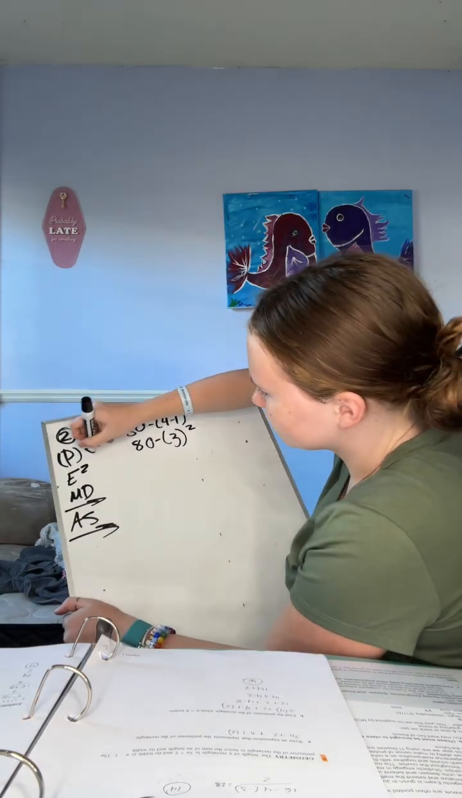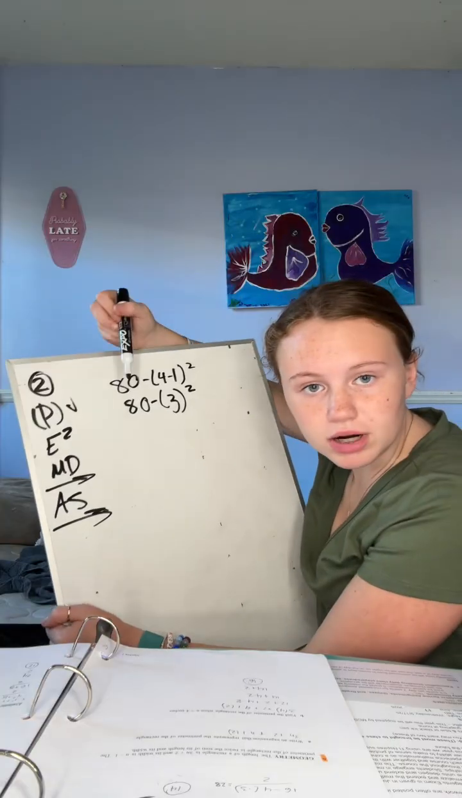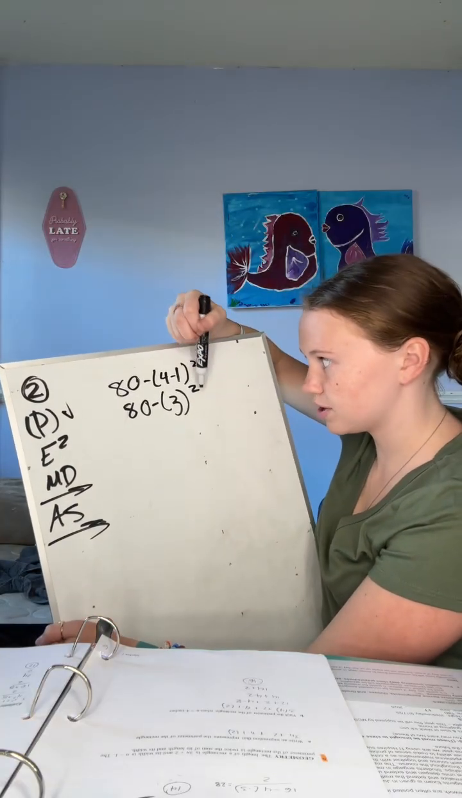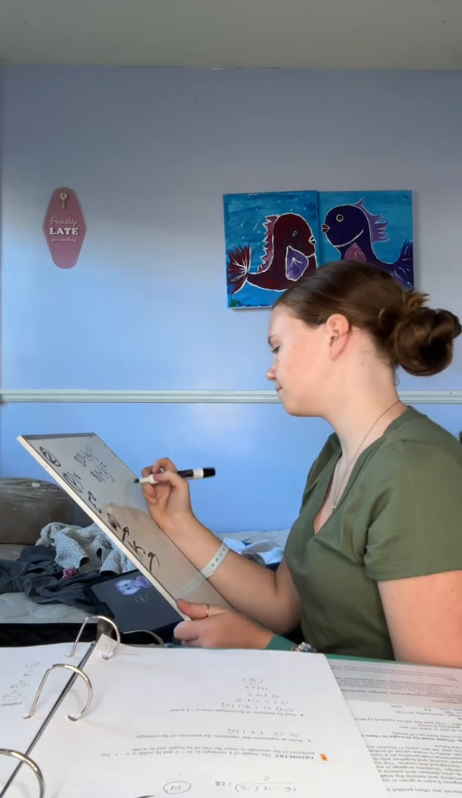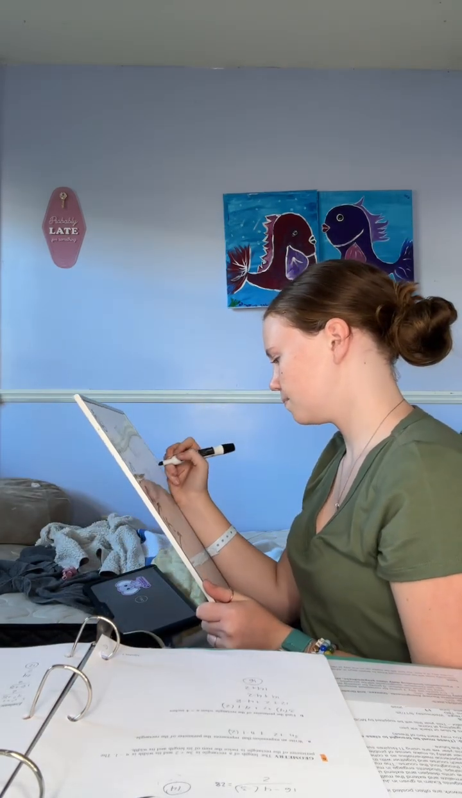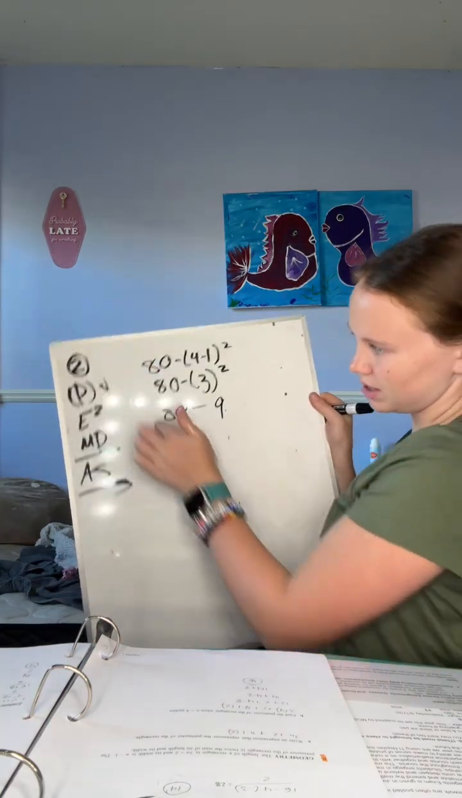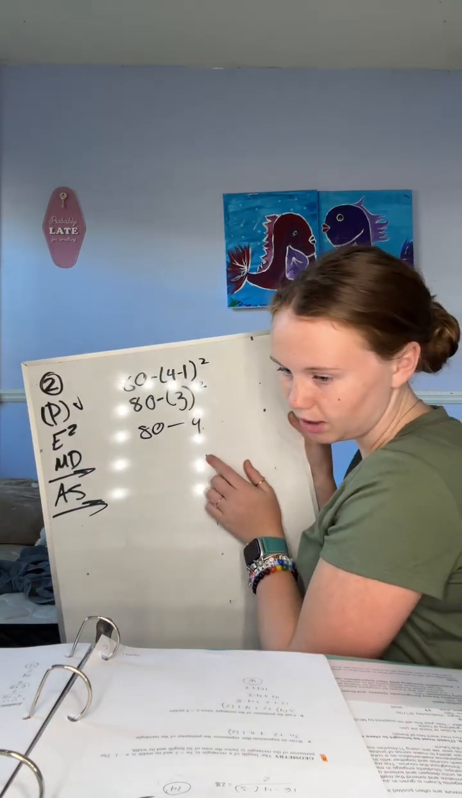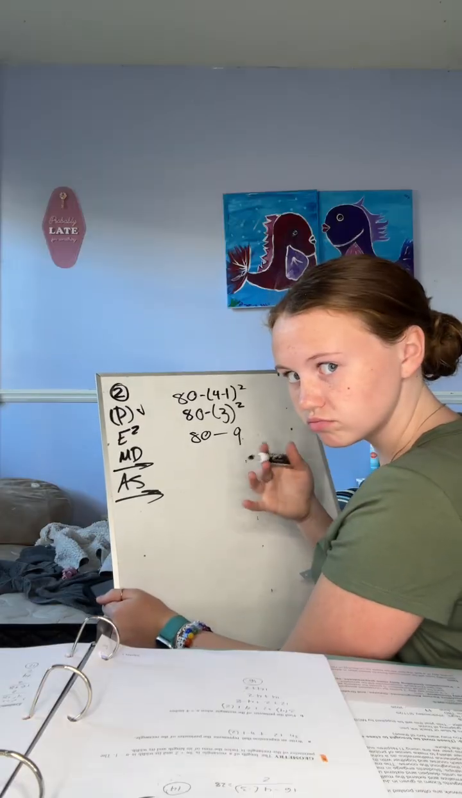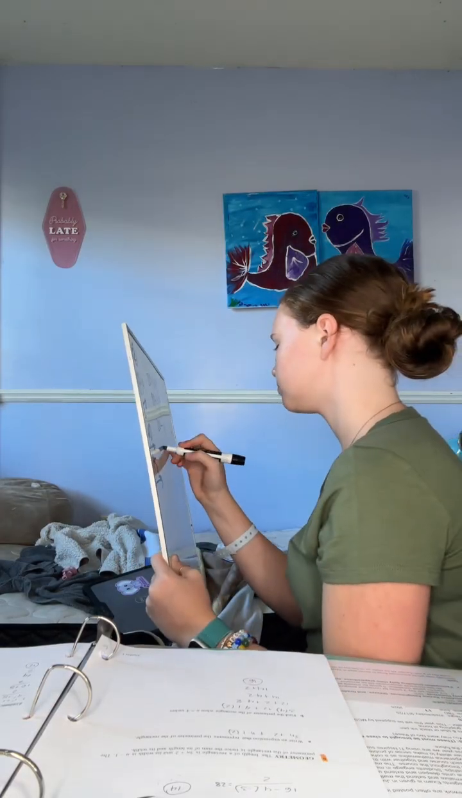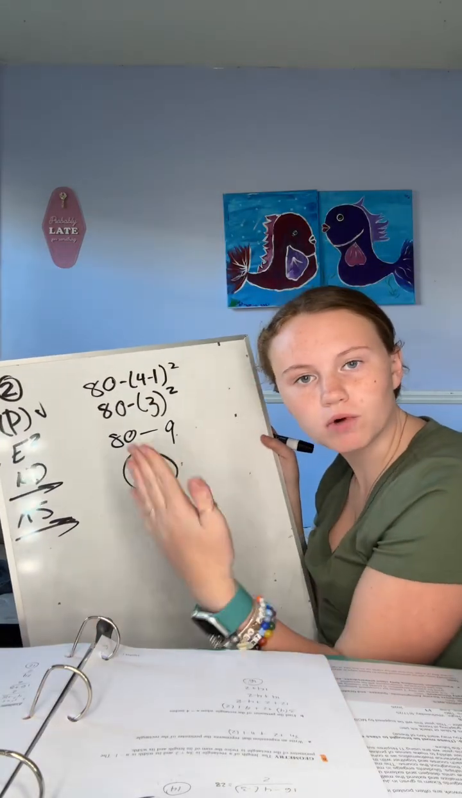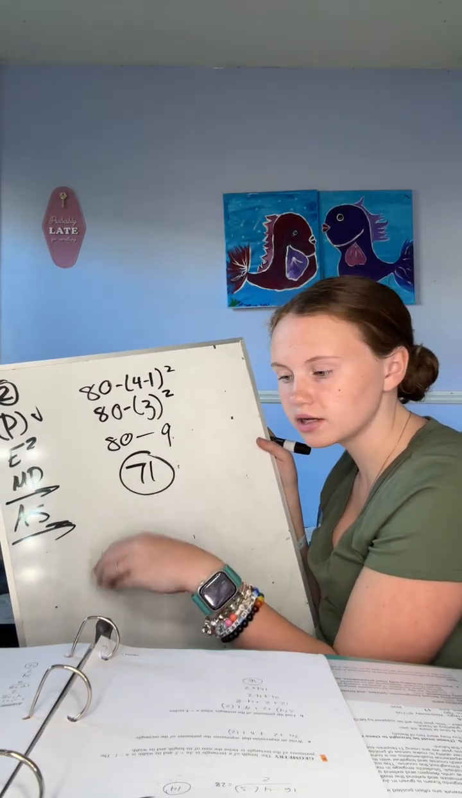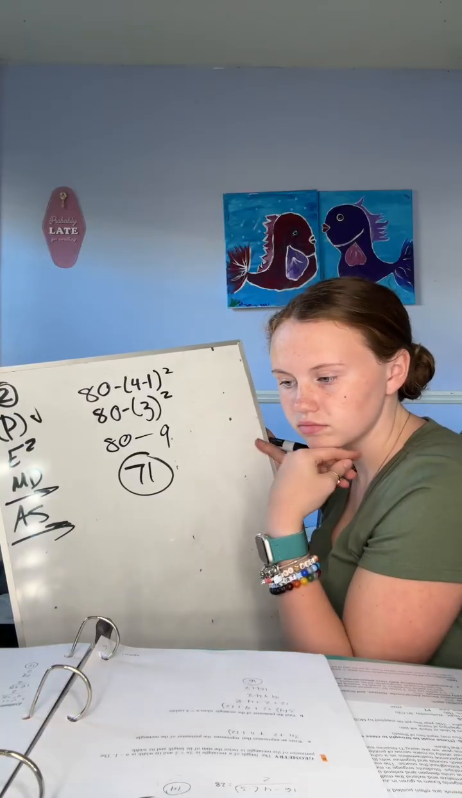Okay. Now, do I have any exponents? I do. I have 3 in parentheses to the second power, which is 9. And then I'm just going to bring that 80 down. So now I have 80 minus 9, which is 71. Okay. So once again, you're just kind of working step by step down the line till you get it.